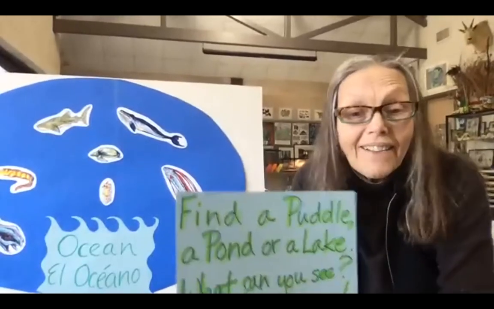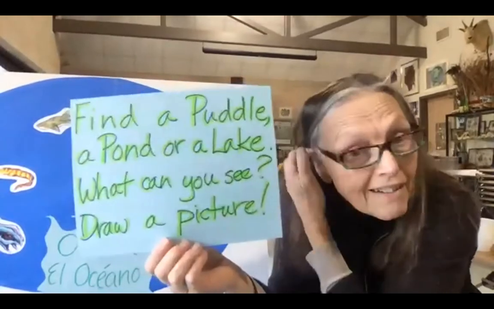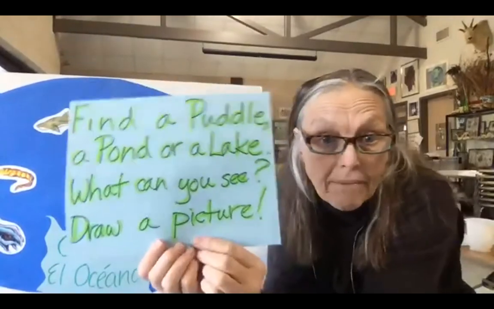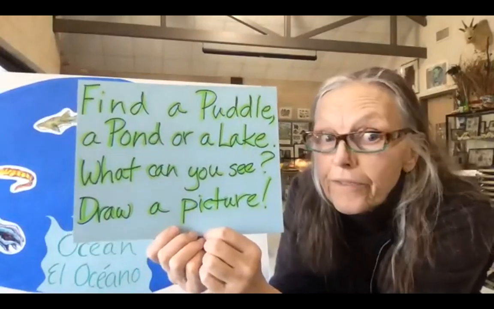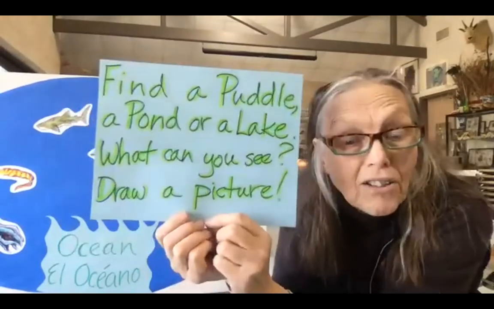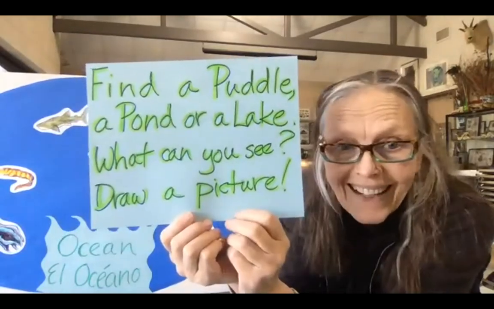Now, you know, there's lots of things around us to look at and observe and learn about. And a good thing to do would be go find a puddle or a pond or a lake. In the parks around town, usually there's a lake, okay, of some kind. And go there and look and see, what can you see? What can you observe? And then you can draw a picture, okay, of what you saw, what animals you saw, what the water looked like. Do some observation outside. So thank you, and I'm gonna turn it over to Mr. Broughton for any questions.